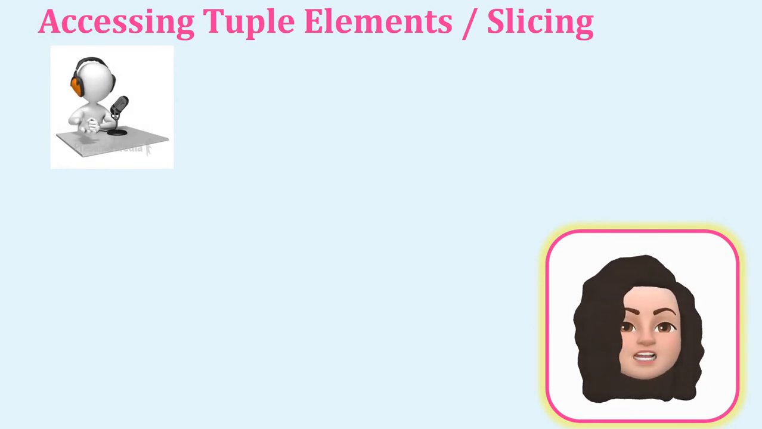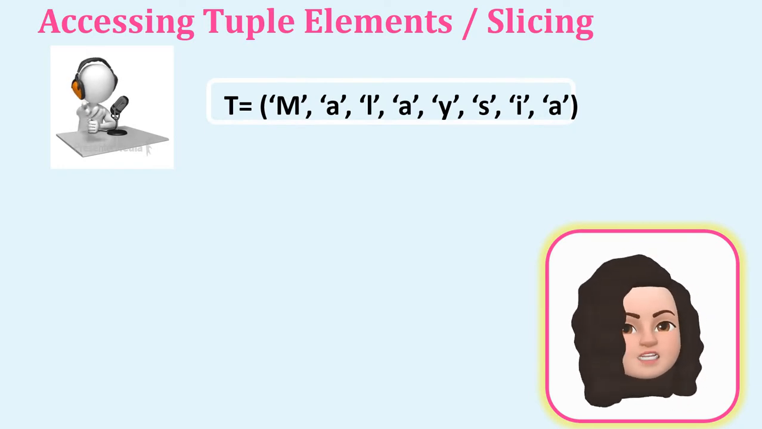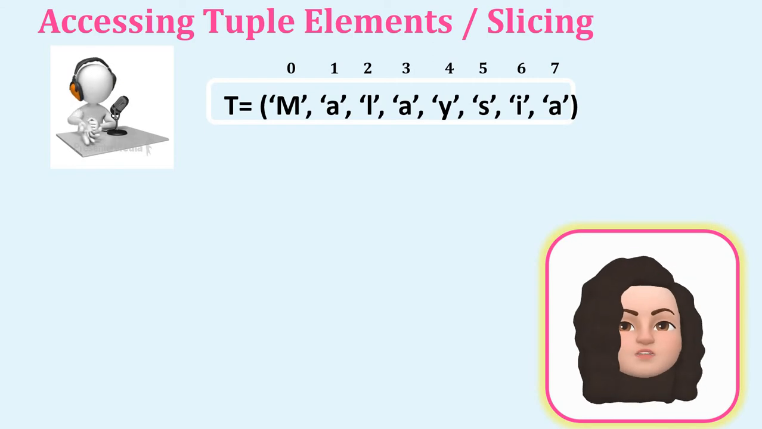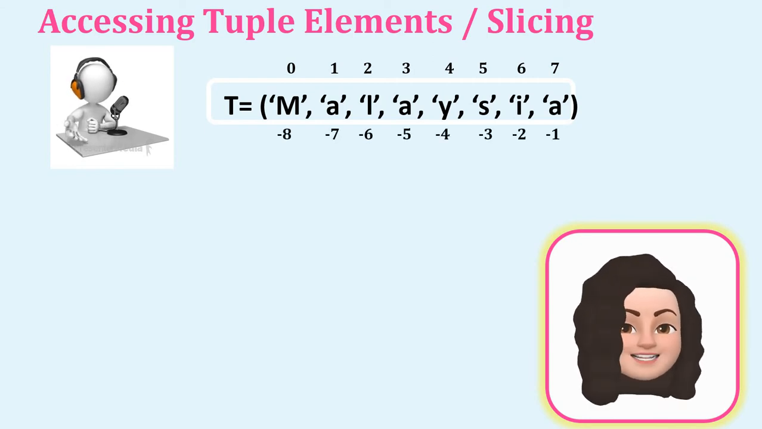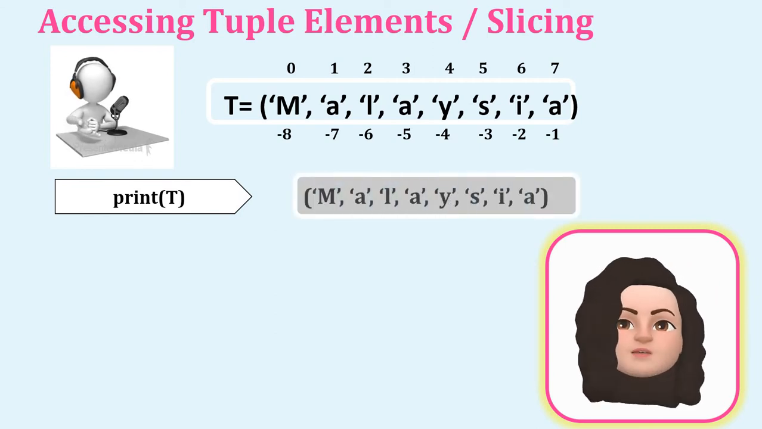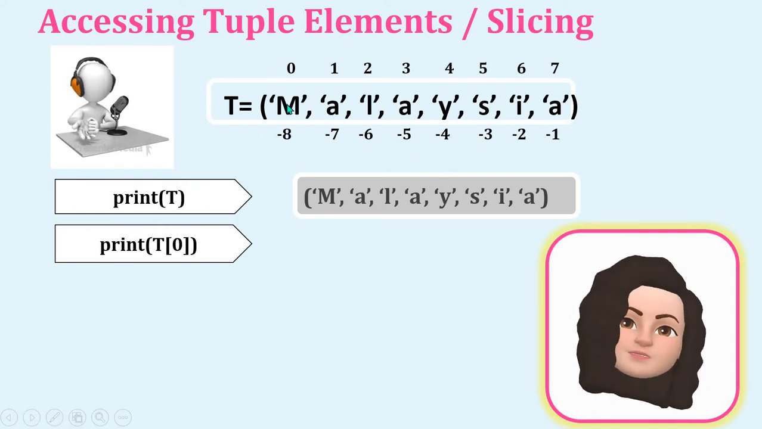To access multiple elements of a tuple, we have to use a range. It is otherwise known as tuple slicing. Look at this tuple, T is equal to Malaysia. Let's index this tuple using forward indexing as well as backward indexing. The first one is print of T. That means it will print the entire tuple Malaysia. Now print T of 0. Which element has the index 0? It is M. So that will be the output.